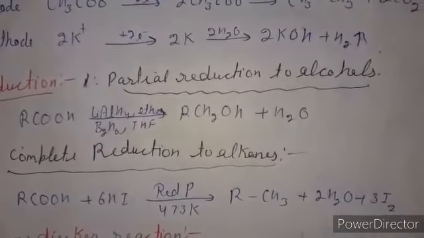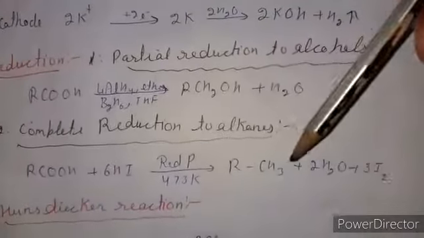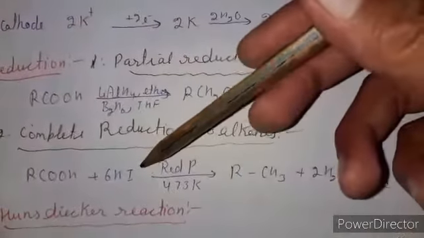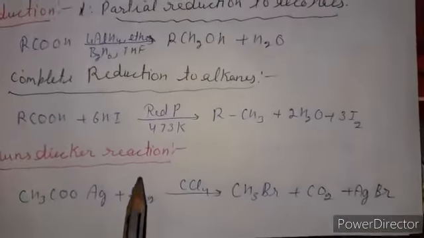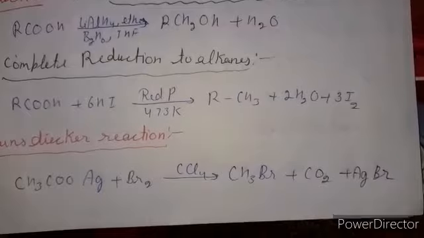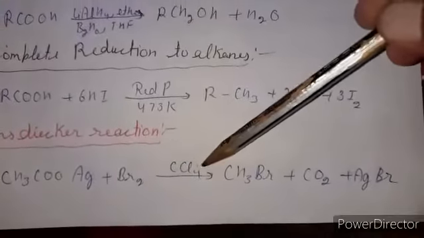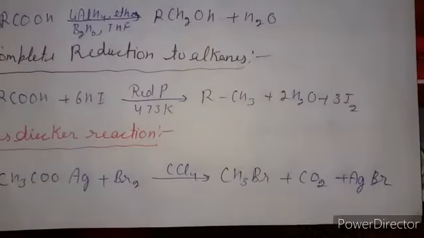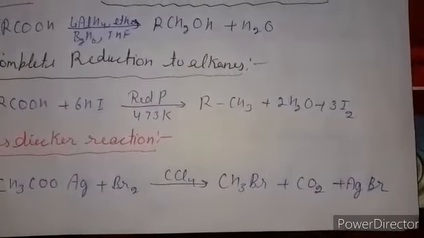So these are the reactions. When we partially reduce, it will give primary alcohol. If we completely reduce with the strong reducing agent HI, it forms an alkane. So next, the Hunsdiecker reaction. When we react silver salts of acetate or benzoate with bromine in the presence of CCl4, it forms a haloalkane or bromoethane along with carbon dioxide and silver bromide precipitate.